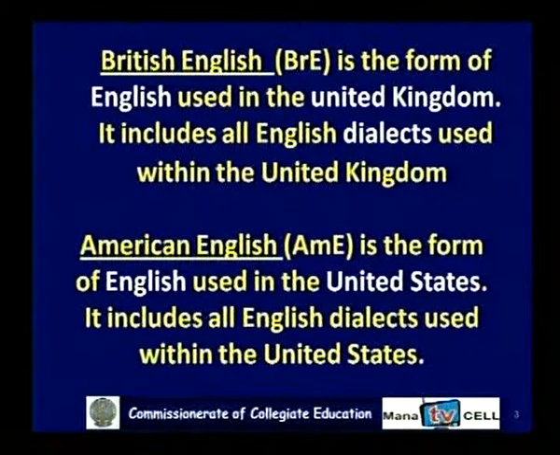British English is the form of English used in the United Kingdom. It includes all English dialects used within the United Kingdom. Then coming to American English, it is the form of English used in the United States. It includes all English dialects used within the United States.